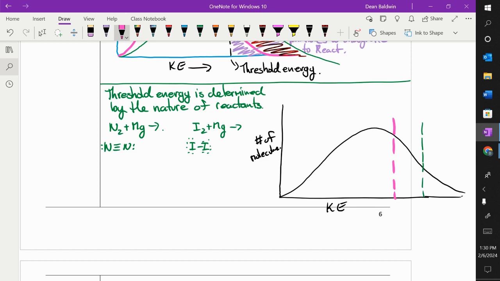In reverse. All right. So the lower one, it's got a lower threshold iodine because you're only breaking one bond. So it's going to have a lower threshold energy, right? That's the I2 threshold energy. That's the N2 threshold energy. So how strong the bonds are determines the threshold energy. If you have a triple bond, that's going to be harder to break than a single. Thank you very much. And then double bonds, etc. Okay. Is that okay? That makes sense?